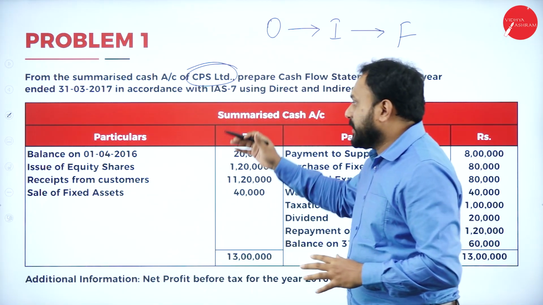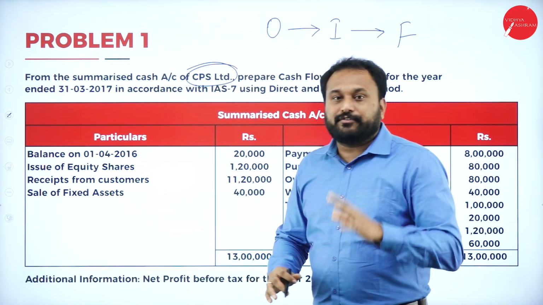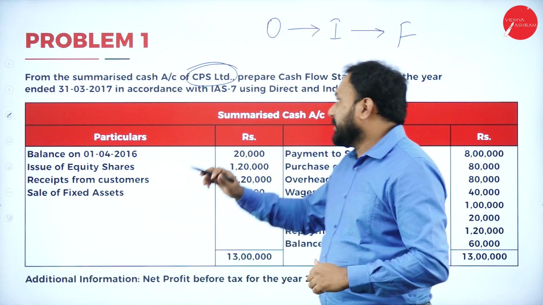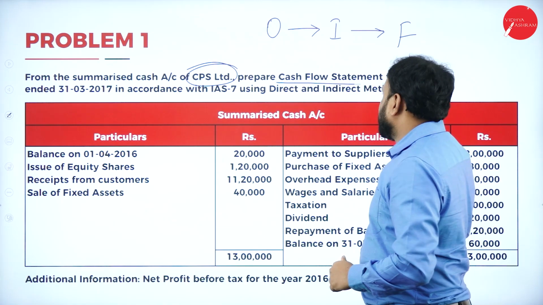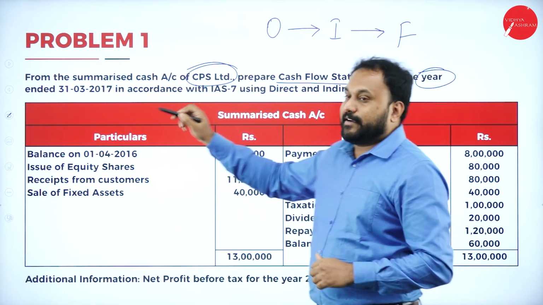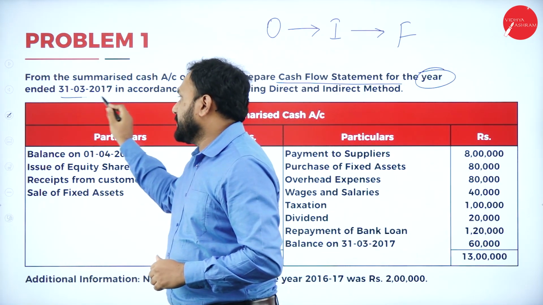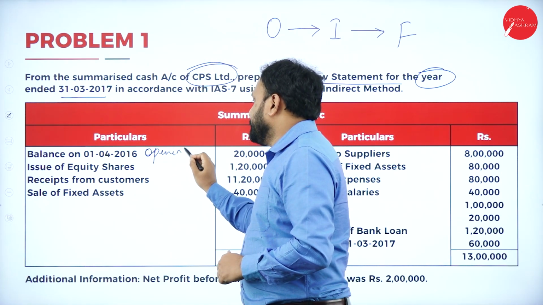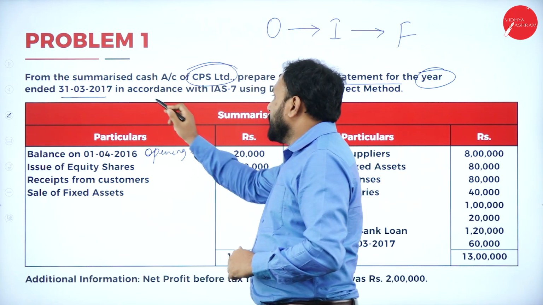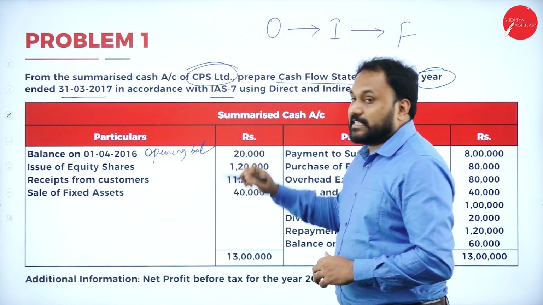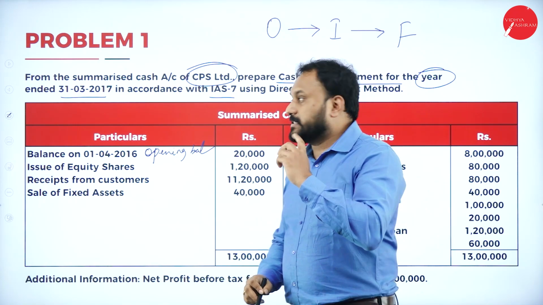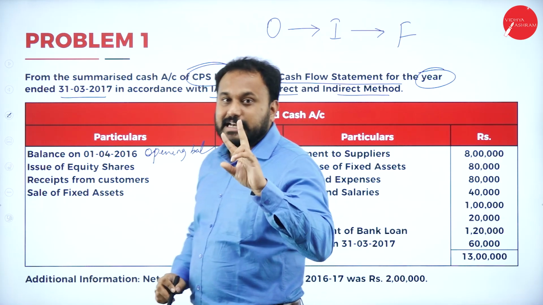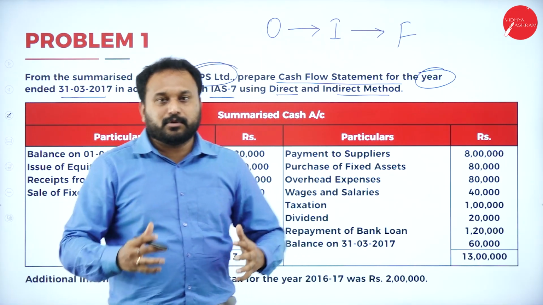Now let's go with this. Now we have particulars. Balance on 1st April 2016. Understand, 2016. But here we are asked to prepare a cash flow statement for the year ended 31/3/2017. That means this becomes your opening balance. According to Indian Accounting Standard 7, using direct and indirect method. Both the methods they are asking you. No issues. We will solve both the methods.